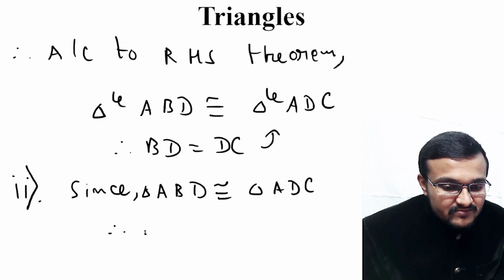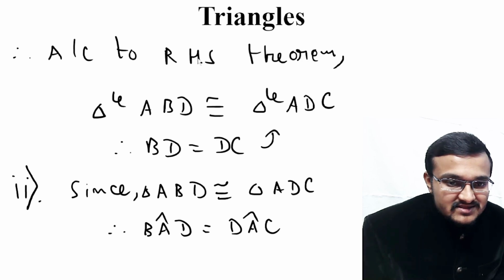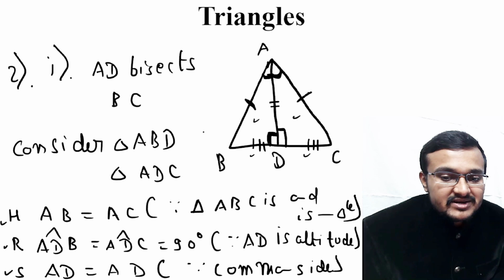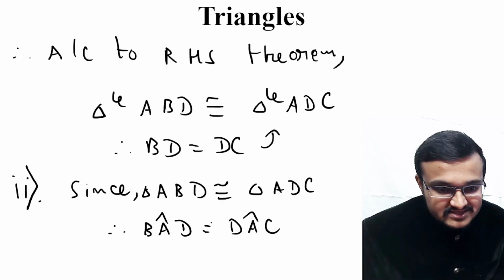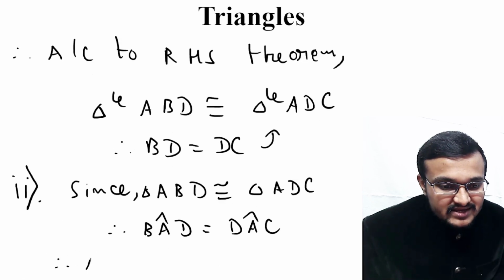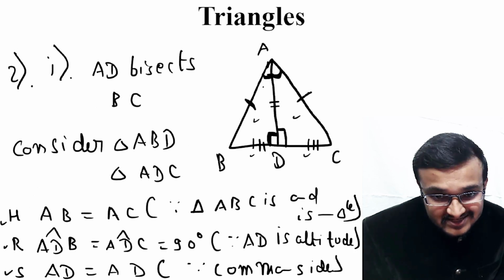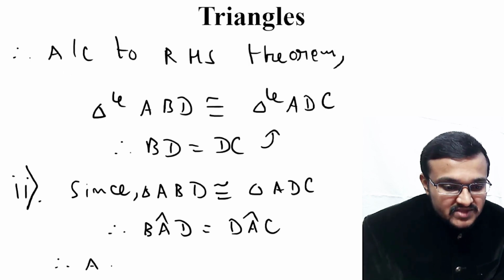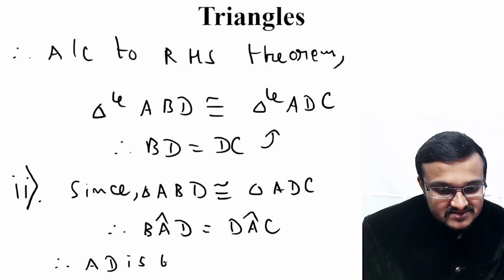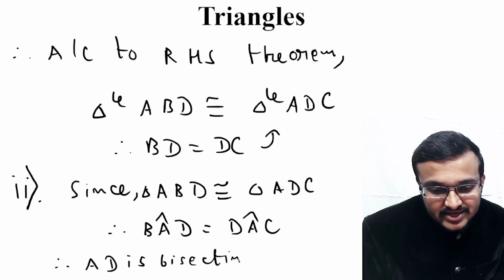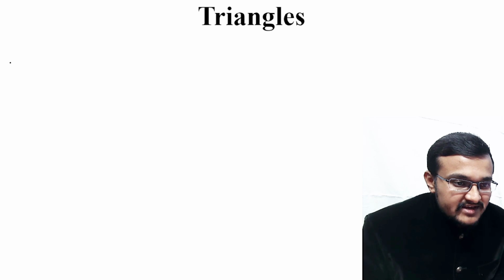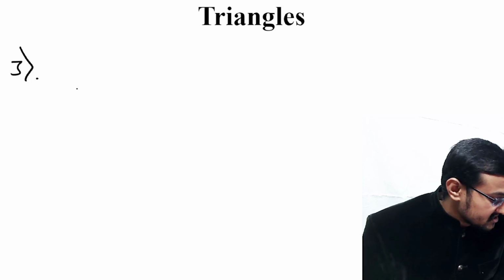Therefore angle BAD will be equal to angle DAC. That is, this particular angle BAD is equal to this particular angle DAC, since ABD and ADC are congruent with each other. So these two angles are becoming equal. That means AD is bisecting angle A. So this is what they have asked in the second question. We have proved that. Now we will move to the third question.